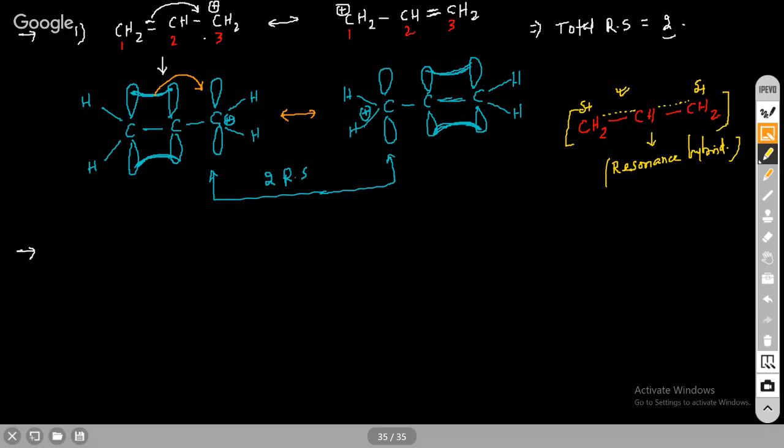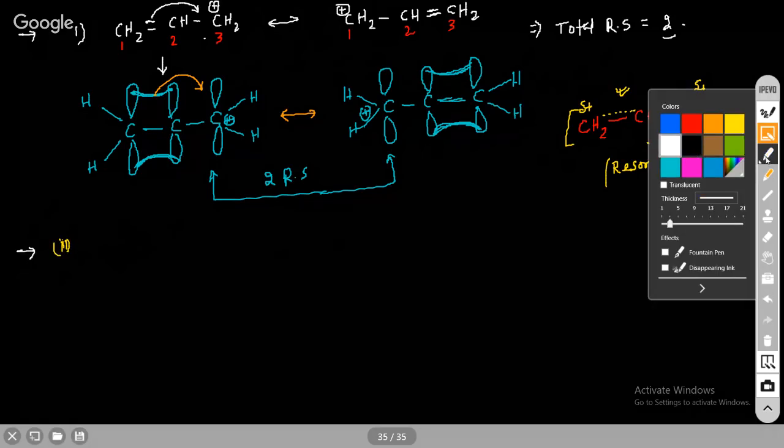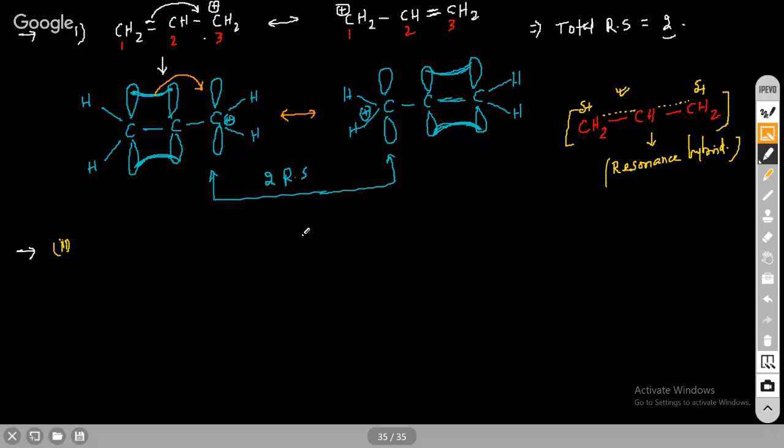Okay. Now, if I give you one more molecule here, CH2 double bond CH single bond CH double bond CH single bond CH2 positive charge. Is this a conjugated system? Is this a conjugated system?